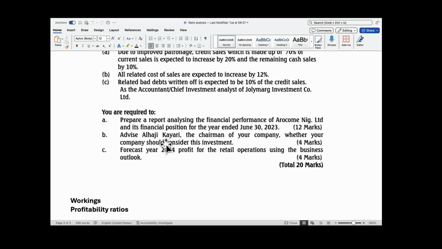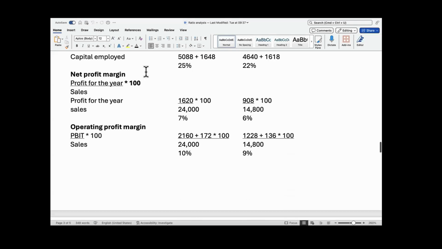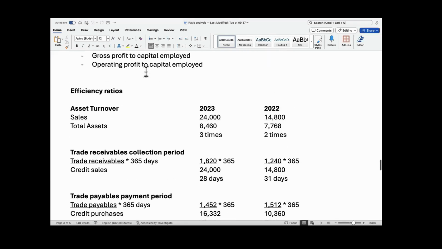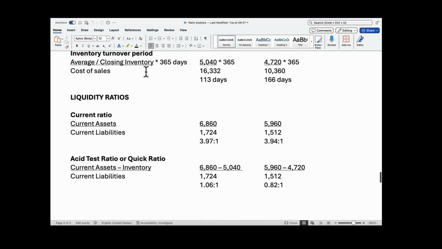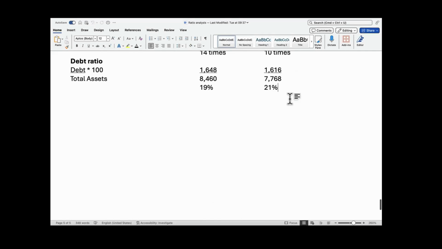Do a forecast for this company. Now that's all. So last week we started solving it. We did all the significant ratios. So we did the profitability ratios, we did efficiency ratios, we did liquidity ratios, and we did solvency ratios. Now, all these ratios we computed will constitute our workings.